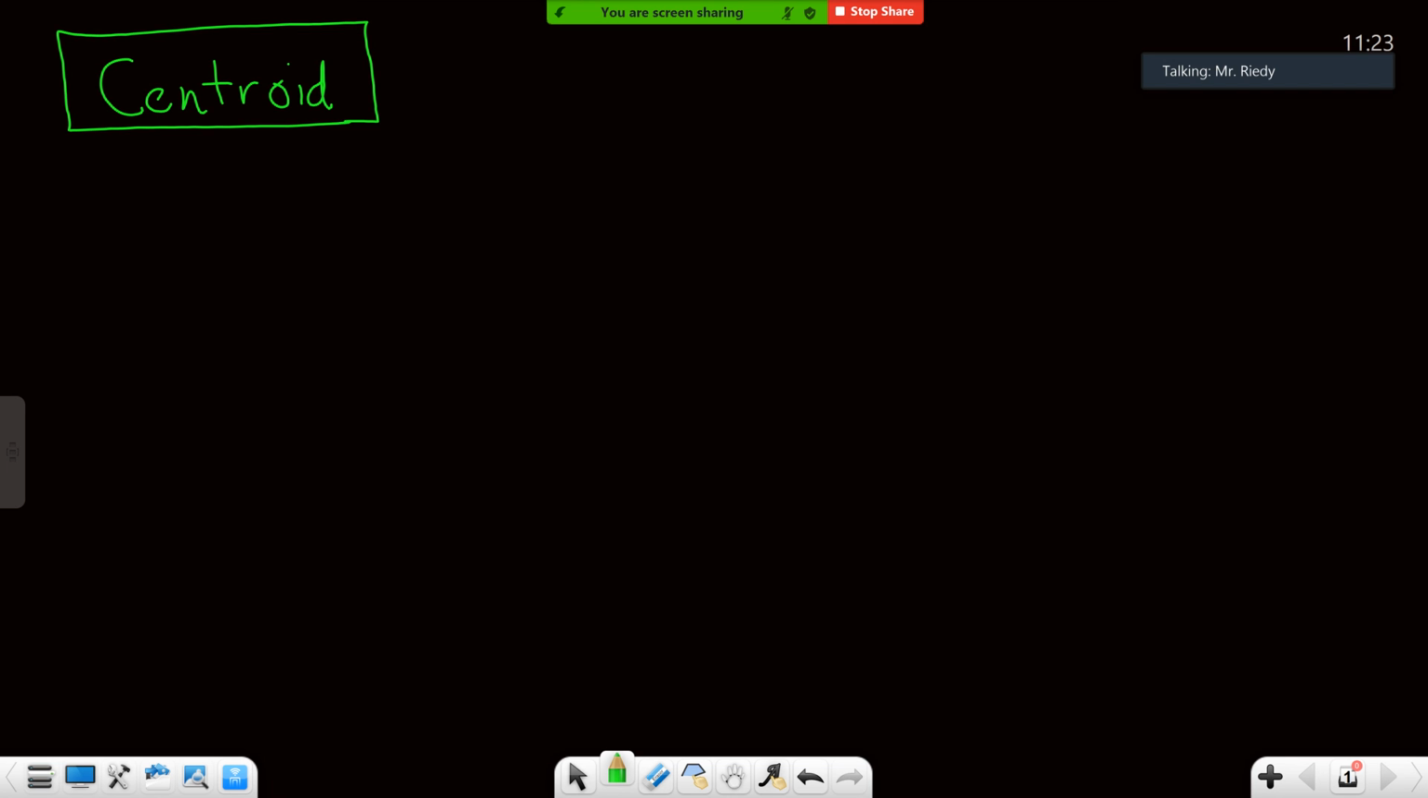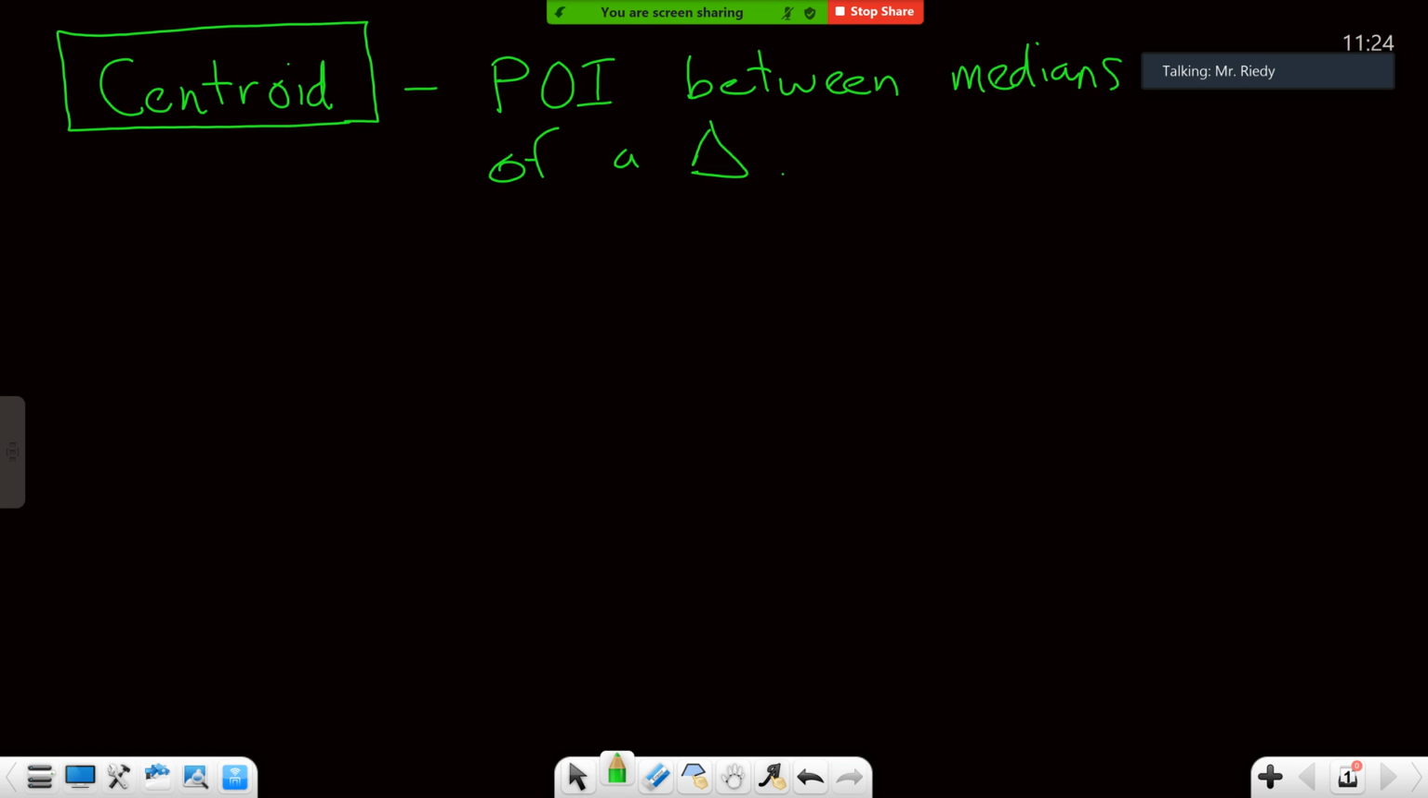The second center we're going to talk about today is what's called a centroid, which is, I'm sure, a word you've never heard before. By definition, it's the point of intersection between the medians of a triangle. Now, there's a problem with that definition, and the problem is you don't know what a median is. So, next step, what's a median?